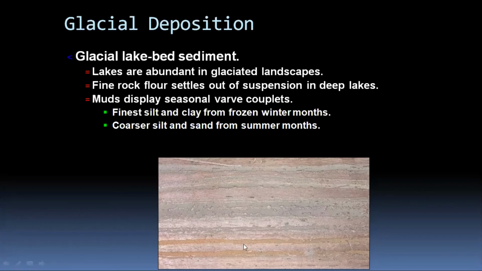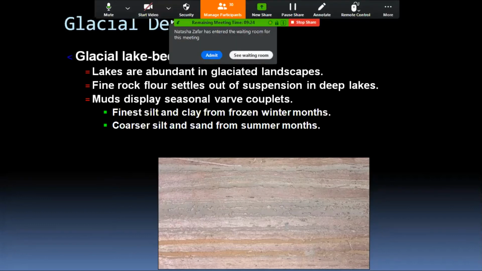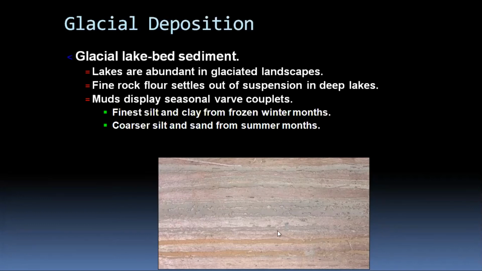varve couplets. Here you can see there are two types of layering. One is the darker layer and one is the lighter layer, then darker, then lighter, then darker, then lighter. Well, the darker layers are mostly muddy and the lighter layers are mostly silt. It means the darker layers are formed with the finer silt and clay during the frozen months, and the silty layers are formed during the summer months.